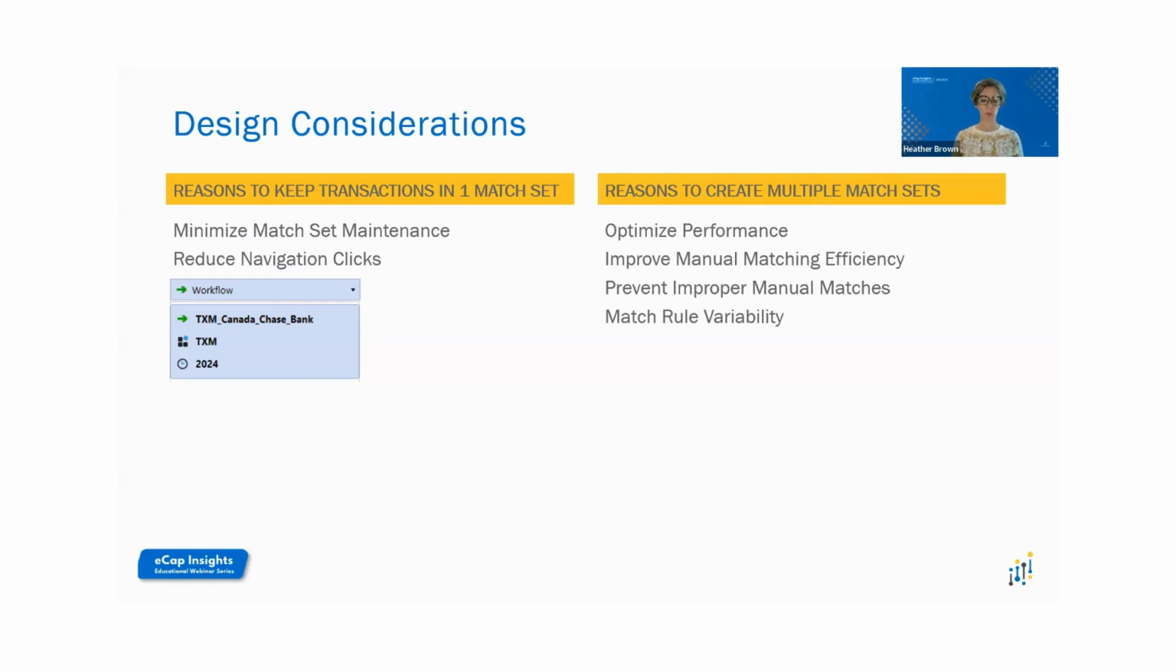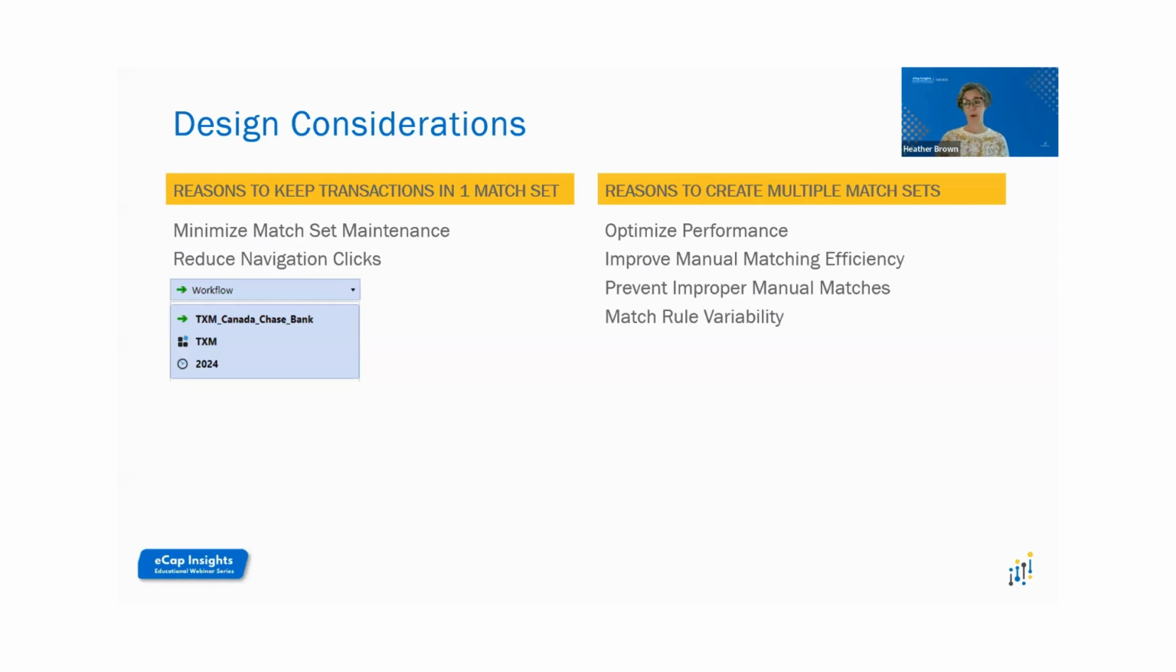The second reason would be to simply improve the efficiency of the manual matching process. And that would be because if we're breaking transactions into logical subsets, there's far fewer transactions that the user has to look through. So that kind of pre-sorting or pre-filtering of the transactions can actually make it easier for the reconciler to do their job in interactive matching.